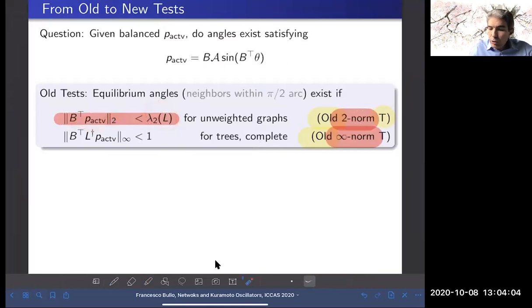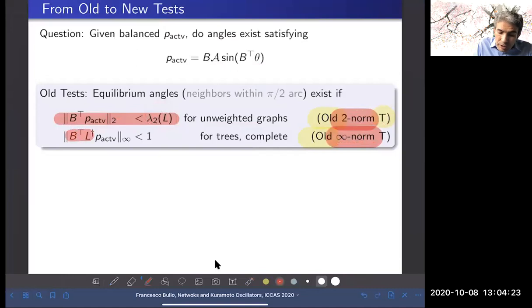So this is the old 2 norm test, and it's strictly guaranteed to be correct for unweighted graphs. And there are conjectural results for weighted graphs, but they are unproven at this time. Also, there is an infinity norm test. This infinity norm test, what does it ask for?